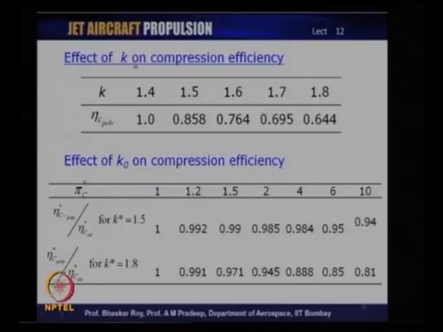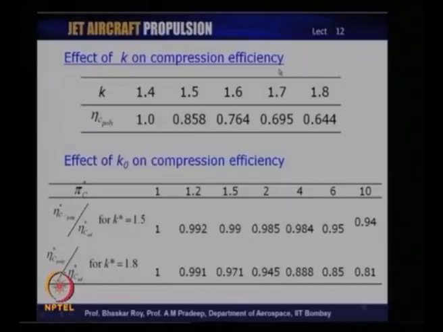If we have a change of k, as we have seen, k varies away from the ideal value, which is 1.4. For example, if we have a compression process where it is ideally 1.4, that is air, we say that the compression has an efficiency of 1. Now, if the value of k is 1.5, the efficiency starts falling, and if it goes all the way up to 1.8, the efficiency of the same compression process would fall all the way to 0.644, which is only 64.4%, which is a rather low efficiency.